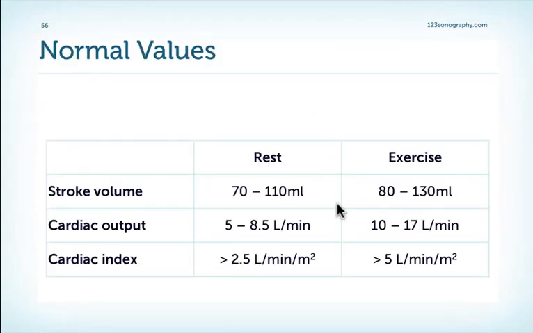The normal values for stroke volume at rest would be somewhere in the range of 70 to 110 milliliters. With exercise, stroke volume increases to approximately 130 milliliters, and the cardiac output increases to 17 liters from 8.5, simply because you also have an increase in heart rate. And these are the values for the cardiac index. Again, you will find all these values in your fact sheets.